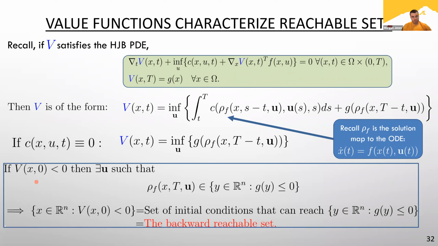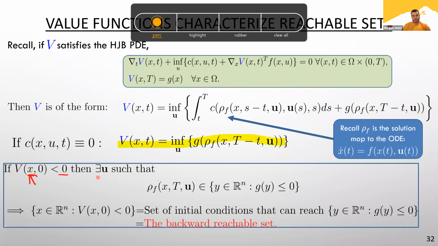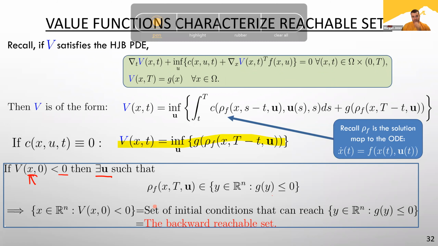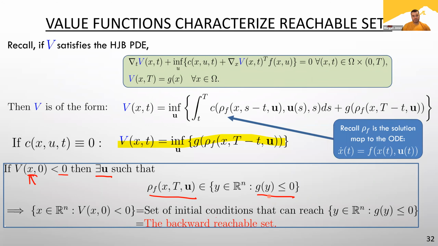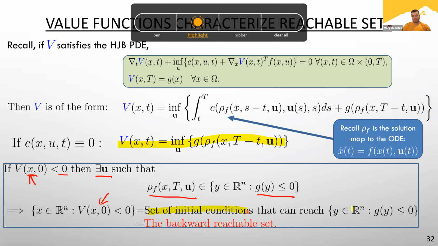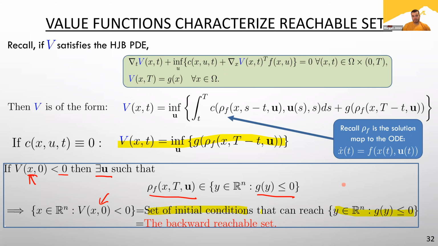Now, if we consider x used as the argument of the value function at time equals 0 and that's less than 0, according to this equation here, that implies that there must exist a controller such that the solution map enters the 0 sublevel set of G. So this implies that the sublevel set of V less than 0 is the set of initial conditions that can reach the sublevel set of G. And this is equal to the backward reachable set of the problem.